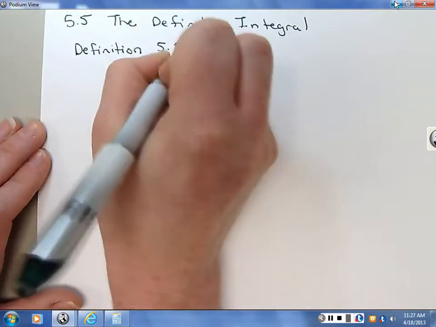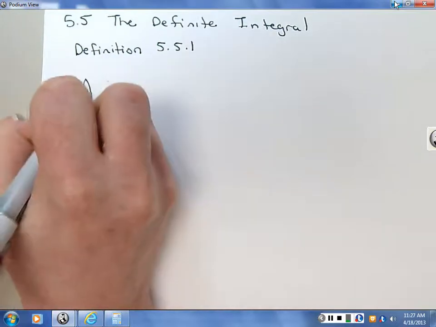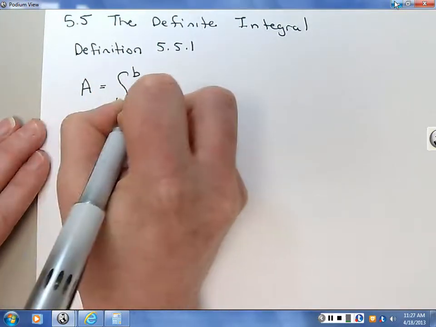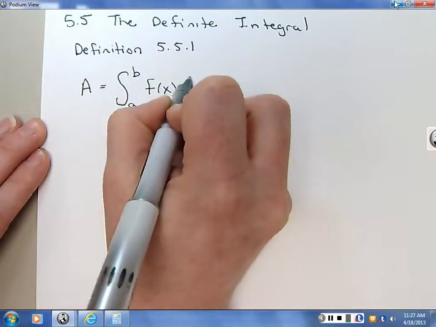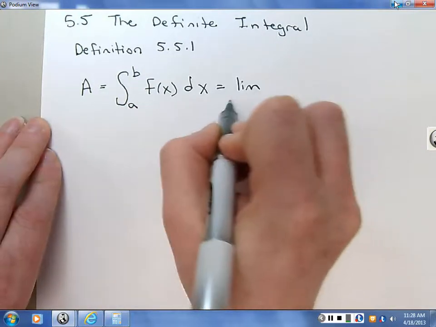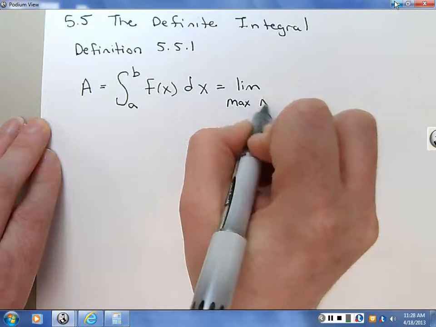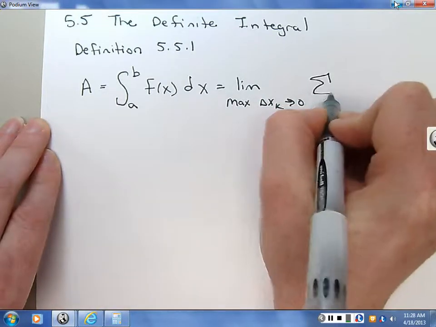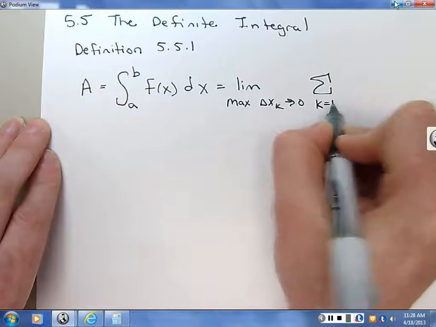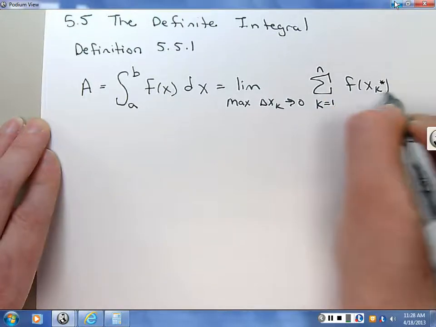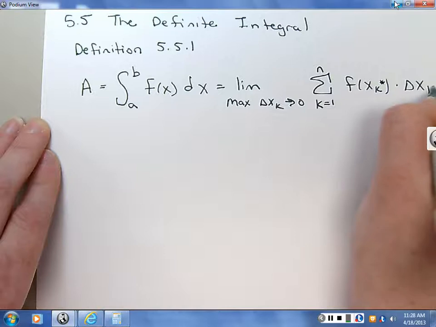5.5.1 in your book says that the area can be represented as the integral from a to b of your function dx, which can be represented as the limit of the max delta xk's go to 0 of the summation k goes from 1 to n of f of xk star delta xk.